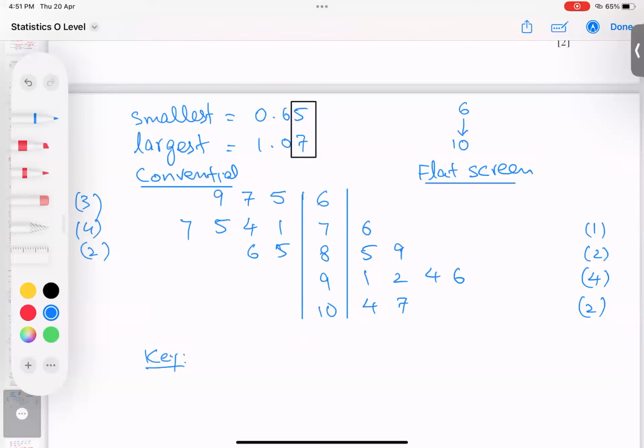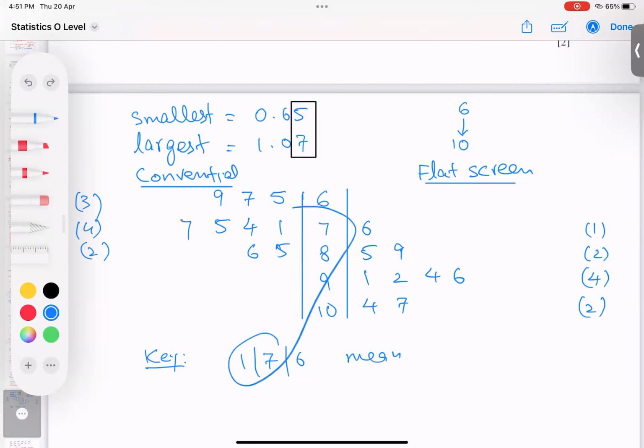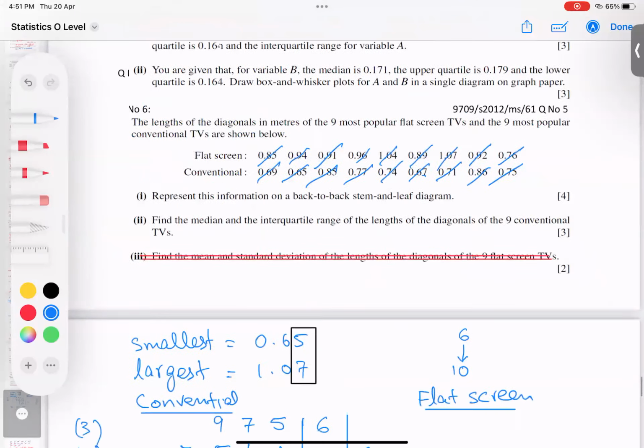And now I'm writing the key. How to write the key? Student, take any number. I think I should take this number. I'm writing here 1 | 7 6, what does it mean? Bring the decimal back now. Make sure this is for the conventional and this is for the flat screen. Be careful regarding this writing technique. If you remember 71, I should write 0.71, not 17, 71. And I must write the units.